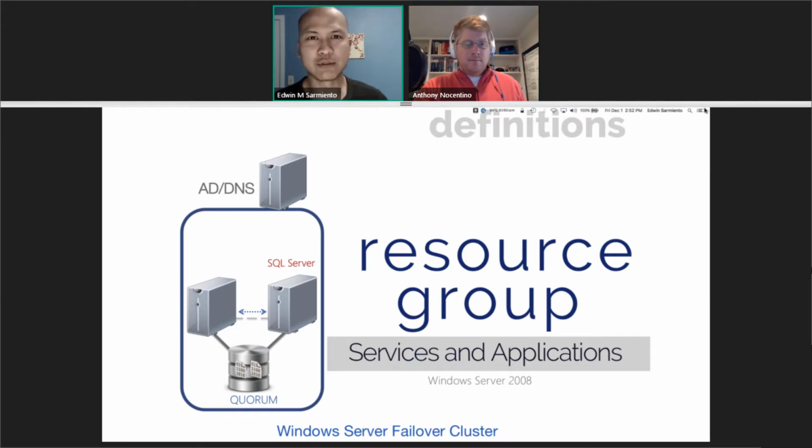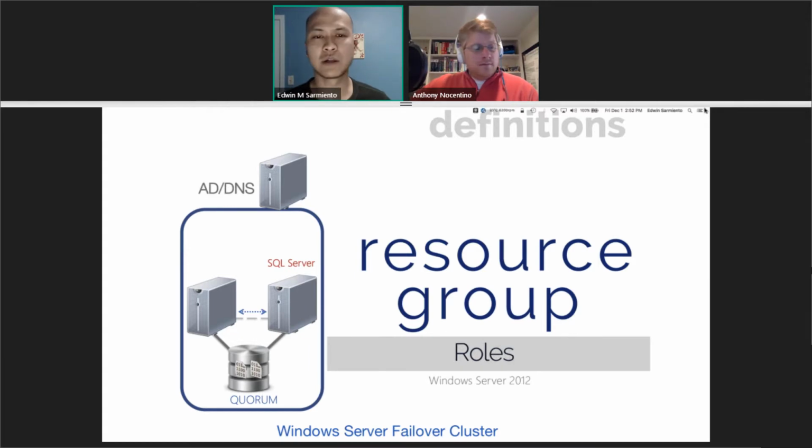They started calling it services and applications. In Windows Server 2012, they started calling it roles, and that's mainly because they've focused so much on the development for Hyper-V roles running on top of a failover cluster. So you've got storage services running on a failover cluster, Hyper-V services, but instead of calling them services, Microsoft started calling them roles. I still like calling them resource groups because technically they're a group of resources.